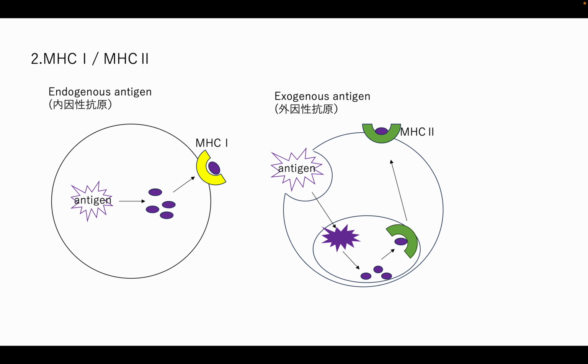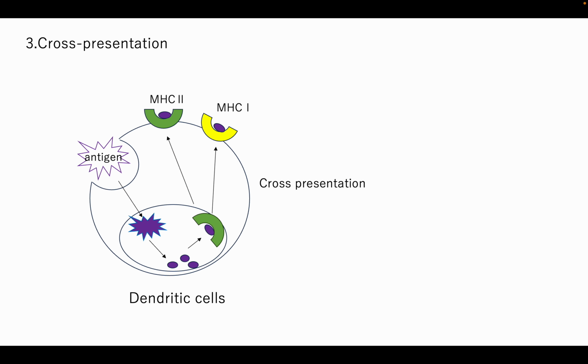MHC class 2 presents peptide chains derived from pathogens taken up through phagocytosis. Only cells with phagocytic activity, such as macrophages, dendritic cells, and B cells, express MHC class 2. However, dendritic cells are the only cells that can load captured antigens onto MHC class 1. This pathway is known as cross-presentation.